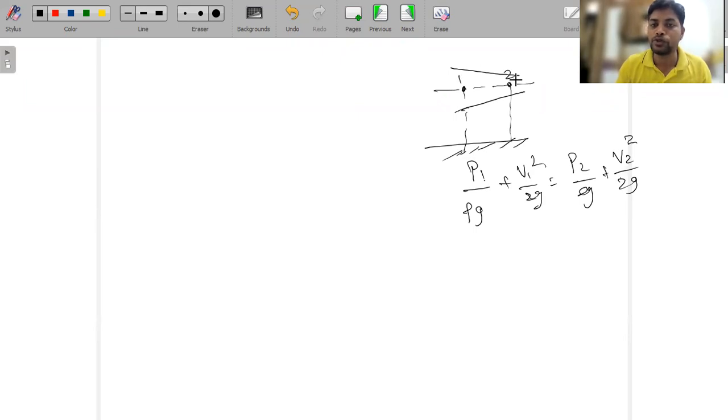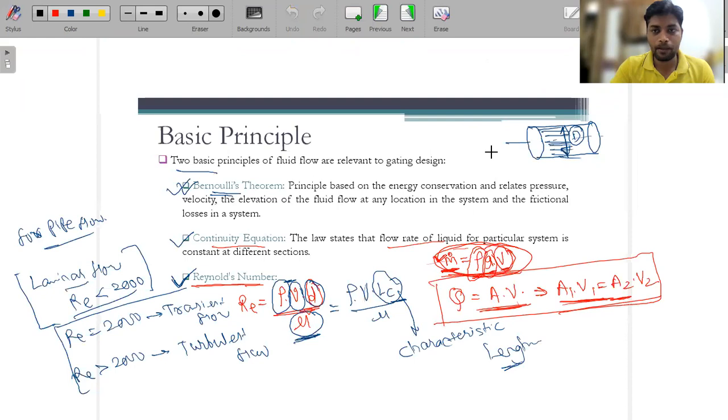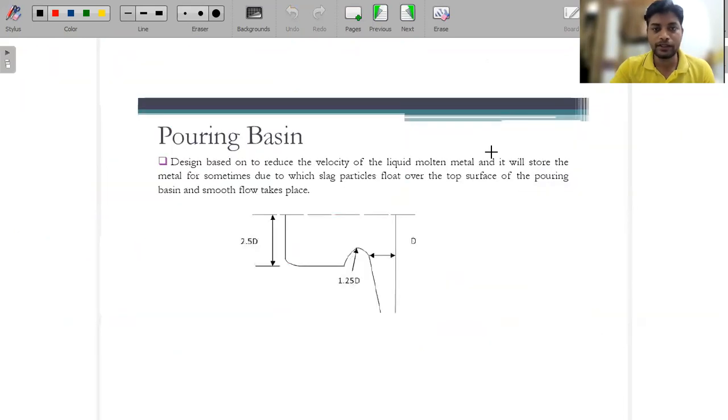Here from 1 to 2, the velocity is increasing. If this velocity head is increasing, no doubt the pressure head will be decreasing, because at that time we are considering the total as constant. Is it fine, Arshad? Yes, sir. Okay, great.